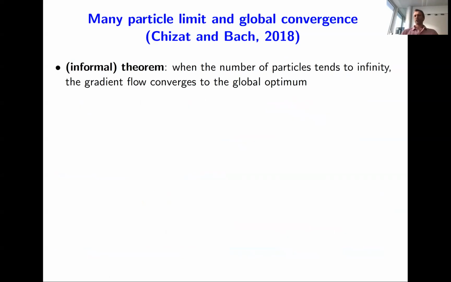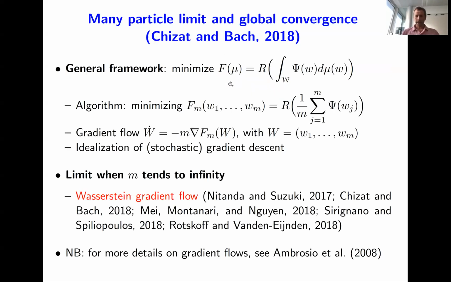Then does it converge? Here is the informal theorem, and as you can see, I'm trying to hide all the technical assumptions. The theorem is that when the number of particles goes to infinity, we converge to the Wasserstein gradient flow, and it turns out that this Wasserstein gradient flow can converge to the global optimum. What's important and a bit subtle is that if you go back one slide, this problem F of mu is convex in mu.